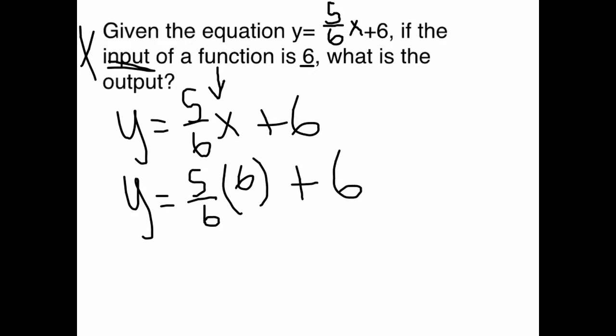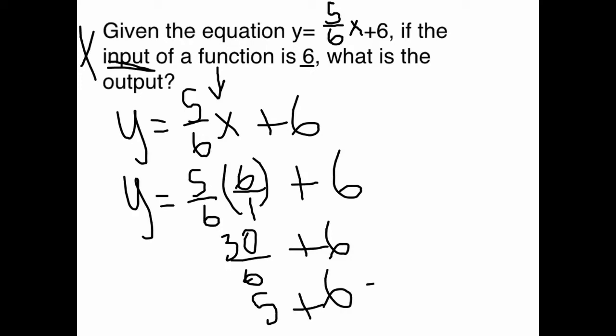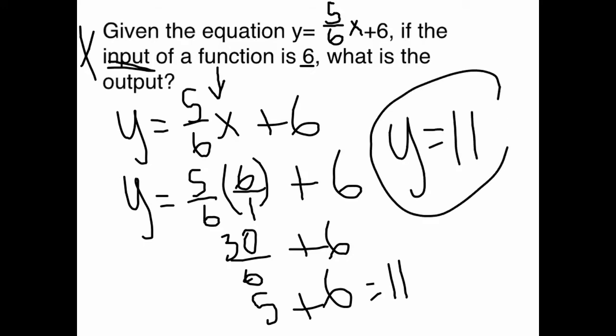Now, multiplying with a fraction, I'm going to put 6 over 1 and multiply straight across. So I'm going to come out with 5 times 6 is 30, 6 times 1 is 6, plus 6. 30 divided by 6 comes out to 5. Bring my 6 down. 5 plus 6 equals 11. So my output is 11. So when my input is 6, the output is 11.